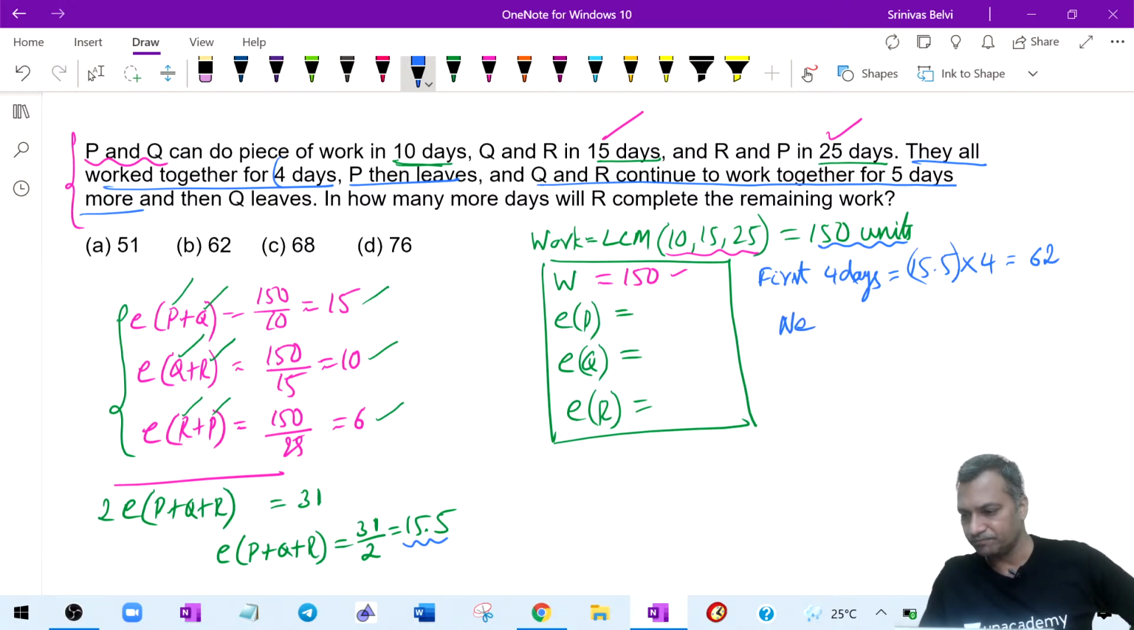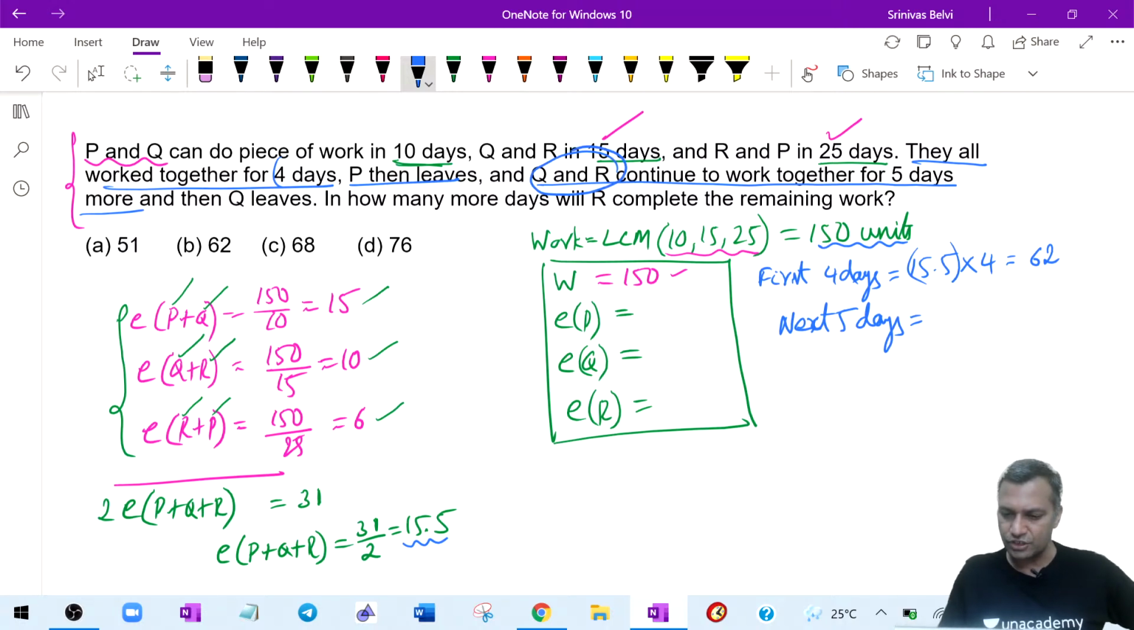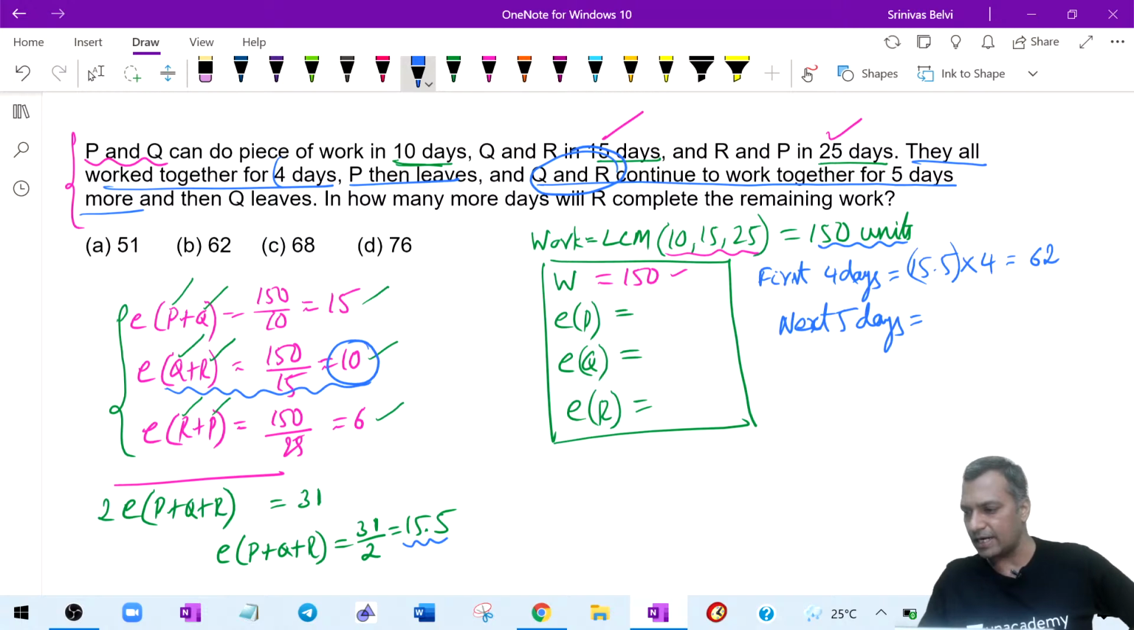Next 5 days. What happened in the next 5 days? Q and R are working. What is the efficiency of Q and R? The efficiency of Q and R is 10 units. That is the efficiency of Q and R. How long did they work? 5 days, which means another 50 units are done.